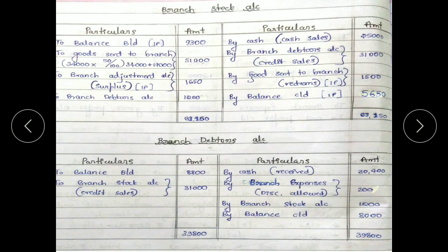Next, branch has received goods back from its customers or debtors. So we had already made the entry, same entry is transferred over here. By branch stock account 1,200. So here also debit side is more, we transfer the difference on credit side, 8,000. So this is the value of closing debtors.